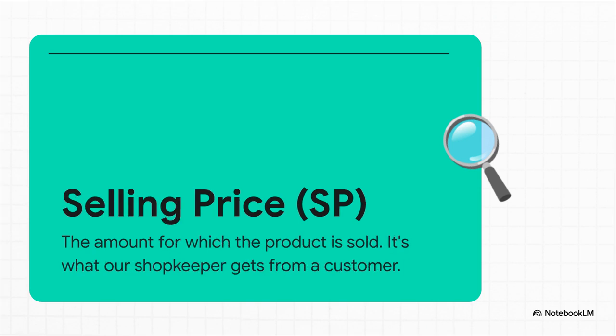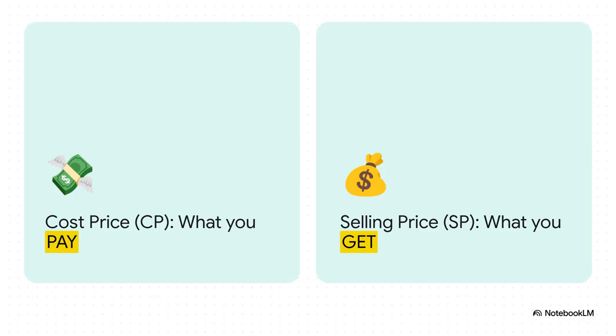And then on the other side of that coin, you have the selling price, or SP. This is the price tag the customer sees. It's the money that actually comes into the cash register when that customer decides to buy. Honestly, it all boils down to this super simple idea. Cost price is the money you pay out. Selling price is the money you get in. That's it. This balance of money out versus money in is what makes every single business tick.